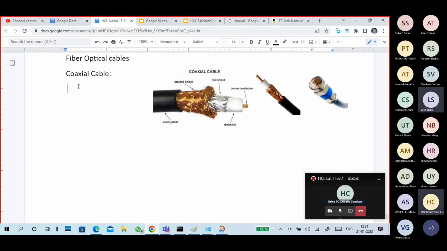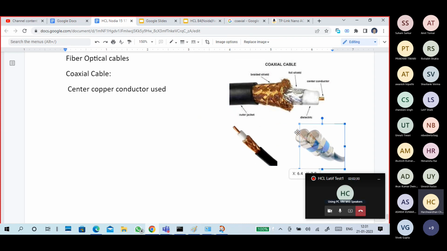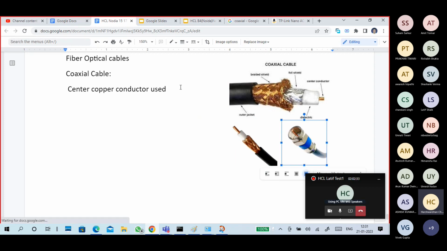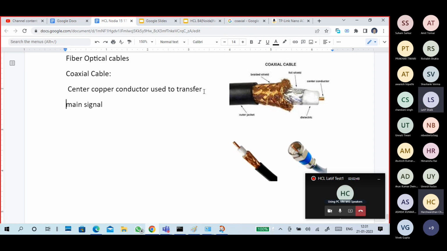Okay, for the coaxial cable I will tell only one or two points. The center copper conductor is used to transfer the main signal. The main signal passes through it.